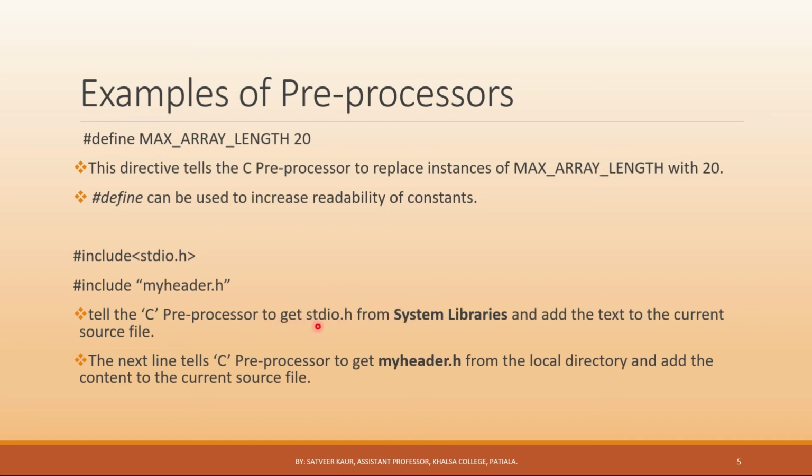This file will be included from system libraries, and the text which is included by this file will be added to the current source file. The next line, this one, will tell the C preprocessor to get myheader.h from the local directory and add the content to the current source file.